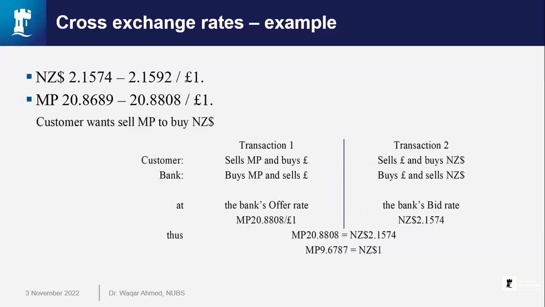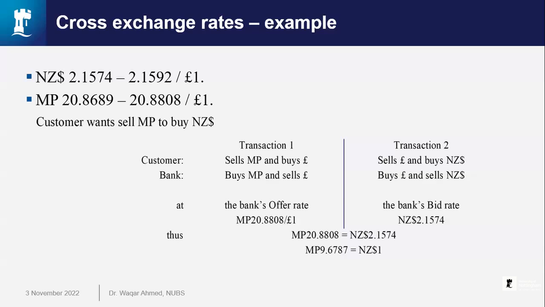Good. Okay, so this is the reverse. What I've done here is that in this case, the customer wants to sell Mexican pesos to buy New Zealand dollars. The earlier example was sell New Zealand dollars to buy Mexican pesos, right? So it's exactly the same transaction, but where I've switched the currencies. Okay, so it's exactly the same process.